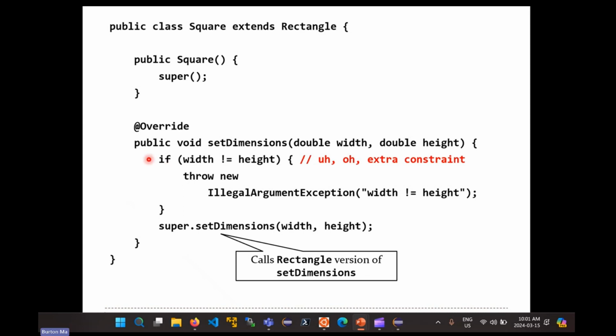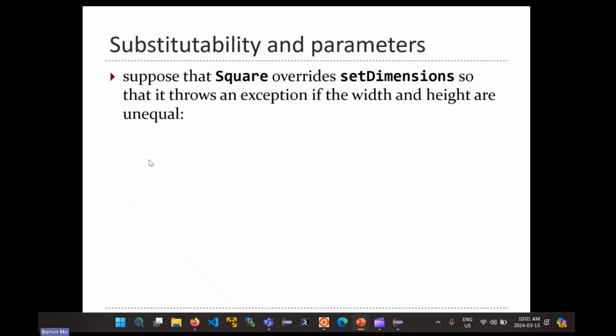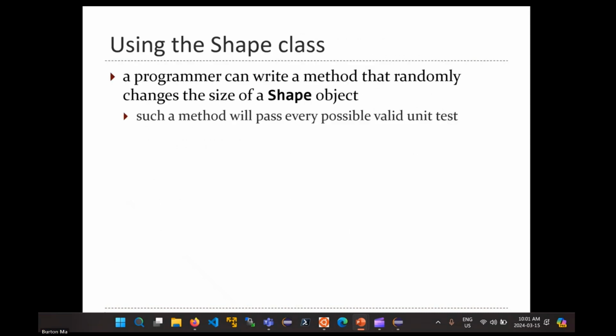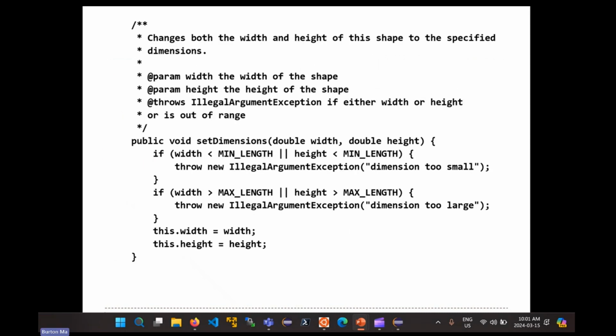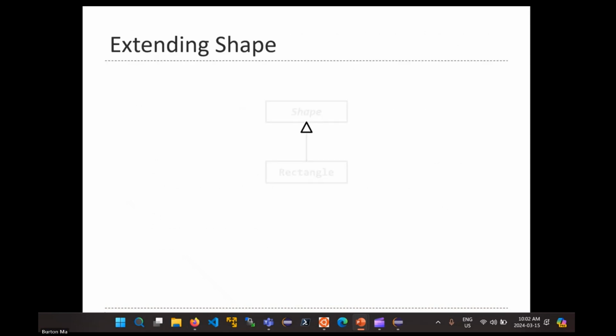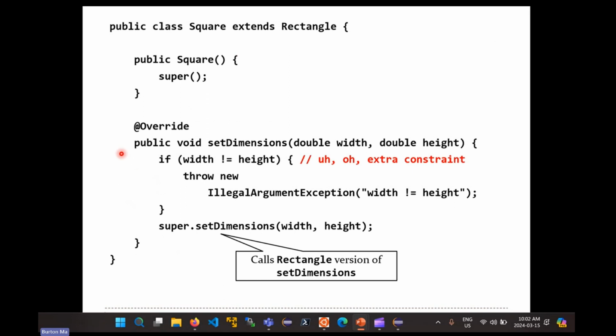And this precondition is not compatible with the superclass precondition. The precondition from the ancestor class says that any value of width and height is legal as long as they're between 1 and 100. Square is now saying any value between 1 and 100 is legal as long as the width and height are both the same. After that precondition is checked, they're going to change the dimensions of the shape.